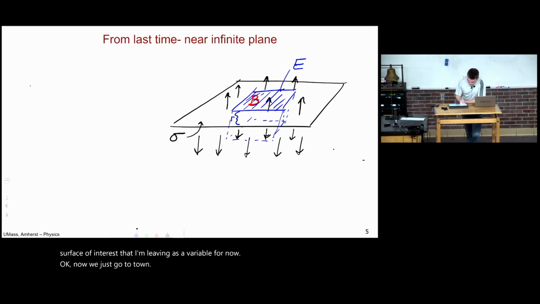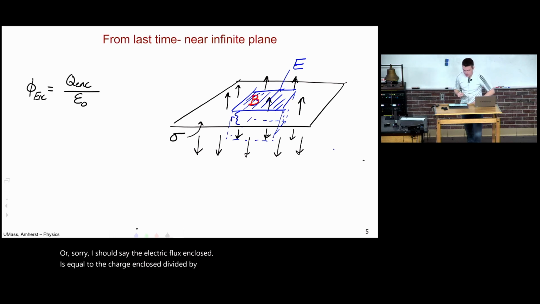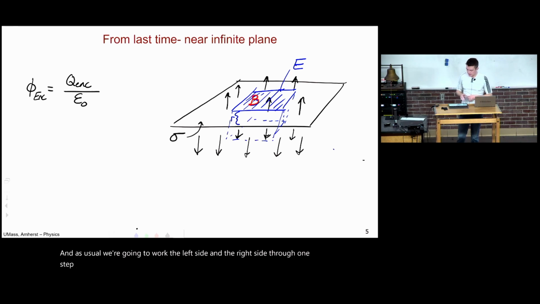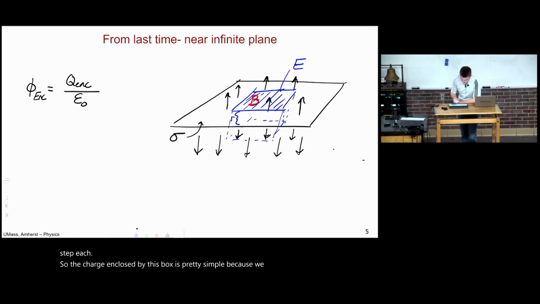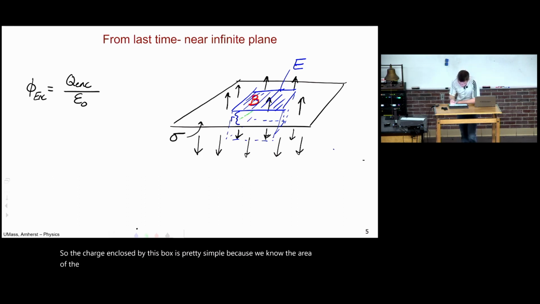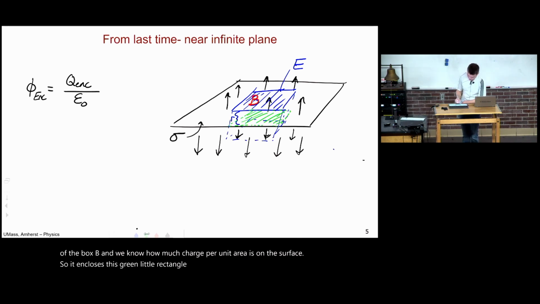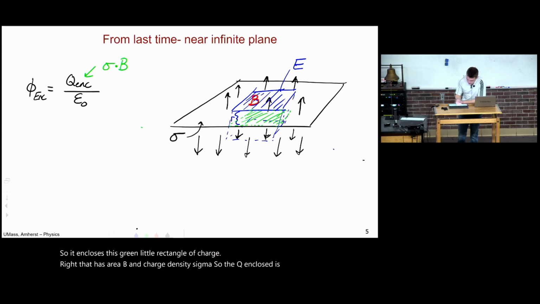So the electric field, or sorry, I should say the electric flux enclosed is equal to the charge enclosed divided by epsilon 0. And as usual, we're going to work the left side and the right side through one step each. So the charge enclosed by this box is pretty simple because we know the area of the box, B, and we know how much charge per unit area is on the surface. So it encloses this green little rectangle of charge, right? That has area B and charge density sigma, so the Q enclosed is sigma times B.